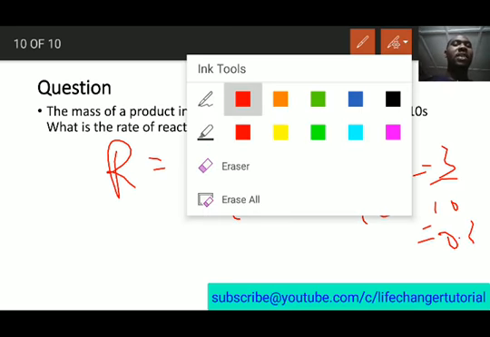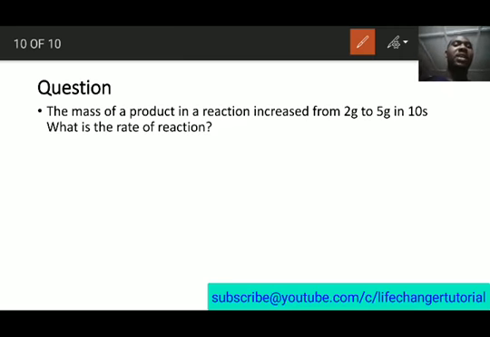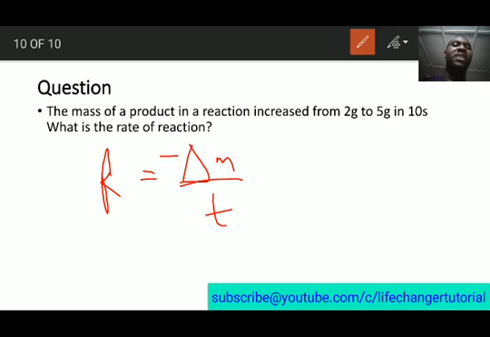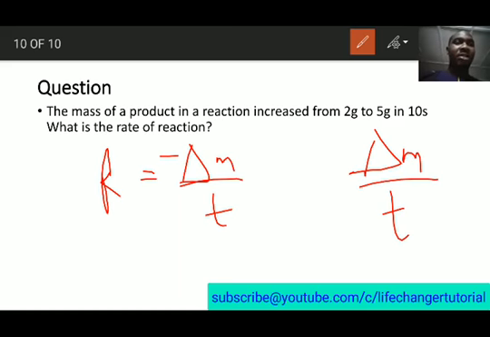I want you to take note of something here. If you're dealing with the reactant side, then your rate will be minus delta M over t. But if you are dealing with the product side, you can just say delta M over t. The reactant side should have a minus sign because the concentration is reducing for the reactant, but for the product, the concentration is increasing.